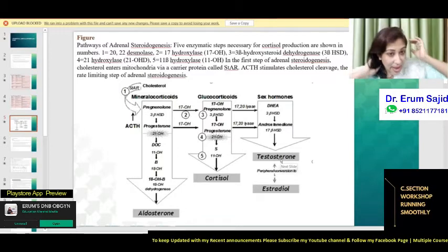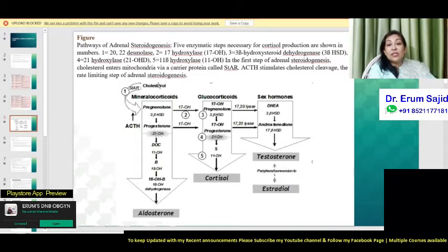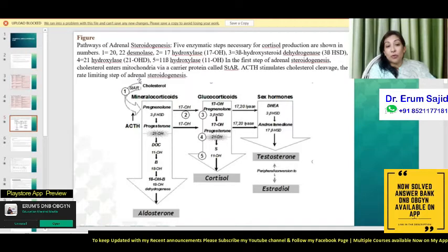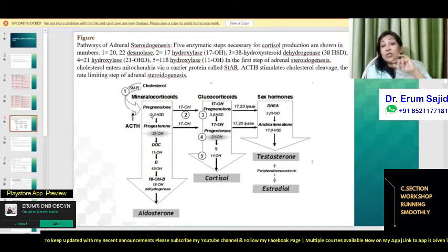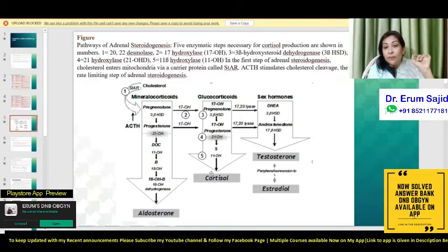Now see, what happens is that there is this cholesterol over here. This is what has to go inside, and this StAR, as you can see, is a carrier protein. The StAR is a carrier protein that lets the cholesterol enter the mitochondria. Once it enters the mitochondria, there are several steps through which this cholesterol is to be made into aldosterone, or this cholesterol is to be made into cortisol, or this cholesterol finally transforms into testosterone.